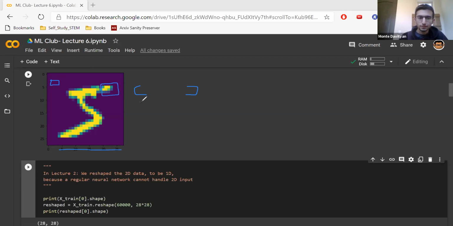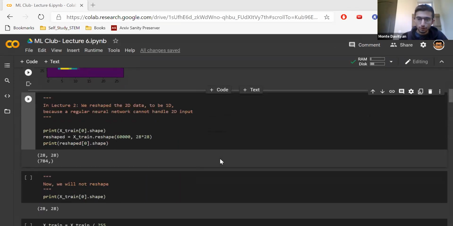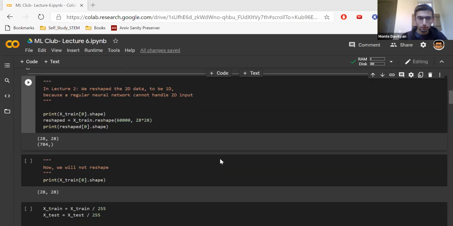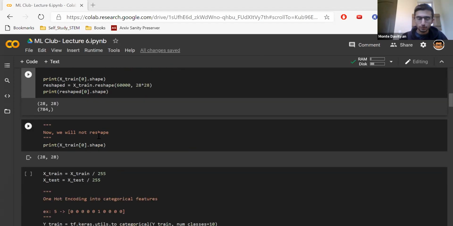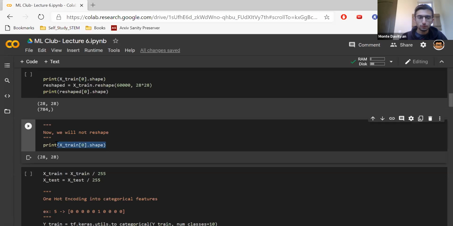Well, if we flatten it into a one-dimensional array, all that information is lost. A convolutional neural network can handle this type of information. It can handle multi-dimensional inputs, two-dimensional or three-dimensional inputs. So we're not going to reshape the data, and the reason is because we're going to be using a convolutional neural network. The data that we're going to feed into it is just this 28 by 28 input data, this two-dimensional input data.